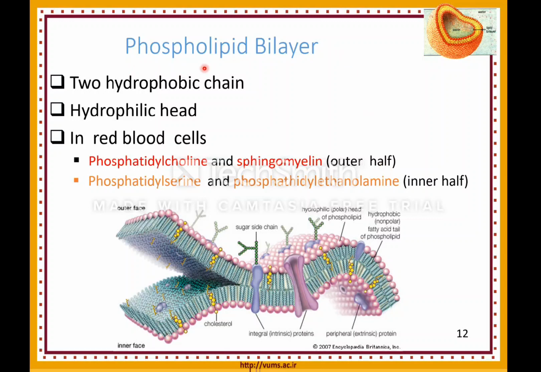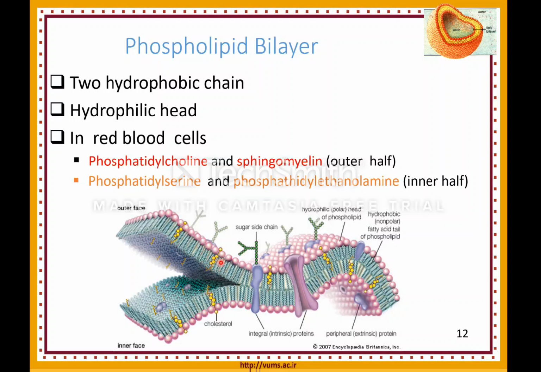The phospholipid bilayer, as you see here, includes two layers of phospholipid. Each phospholipid molecule contains a hydrophilic head that is toward the cytoplasmic space or extracellular space. And the middle part or center of this layer includes two hydrophobic chains that are located in the middle and adjacent together.